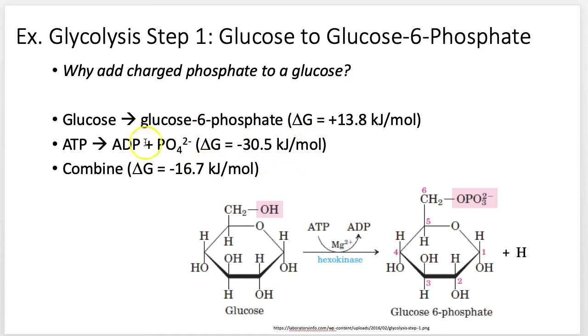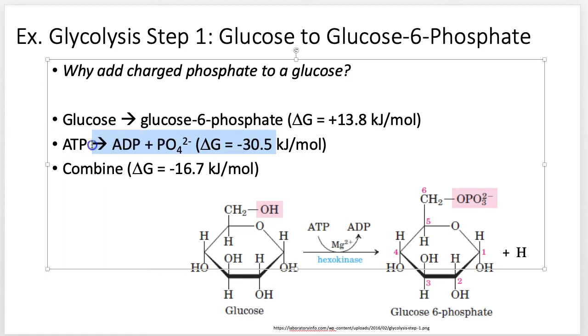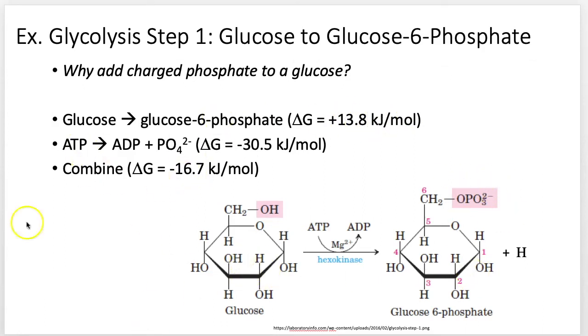It's because the spontaneity of ATP going to ADP is really, really high. It's negative 38, and then we add that to glucose going to glucose 6-phosphate, which is non-spontaneous, but we're going to let that happen. It's going to happen. Awesome. We're going to stick that phosphate on.